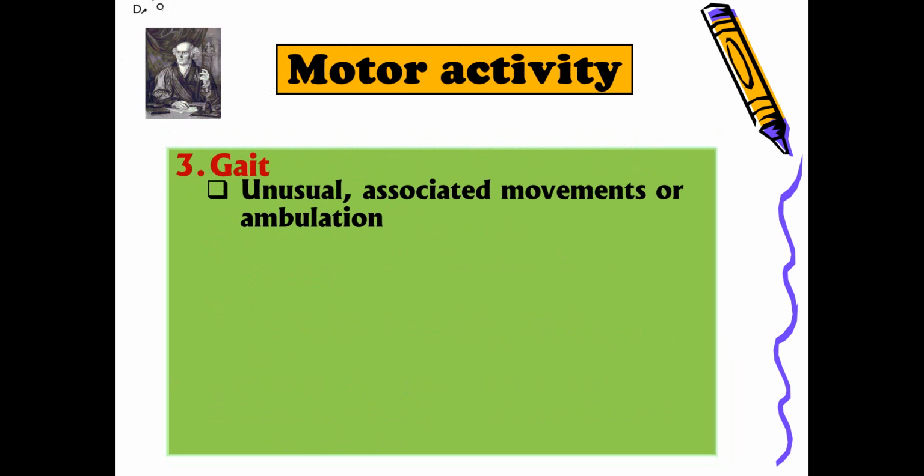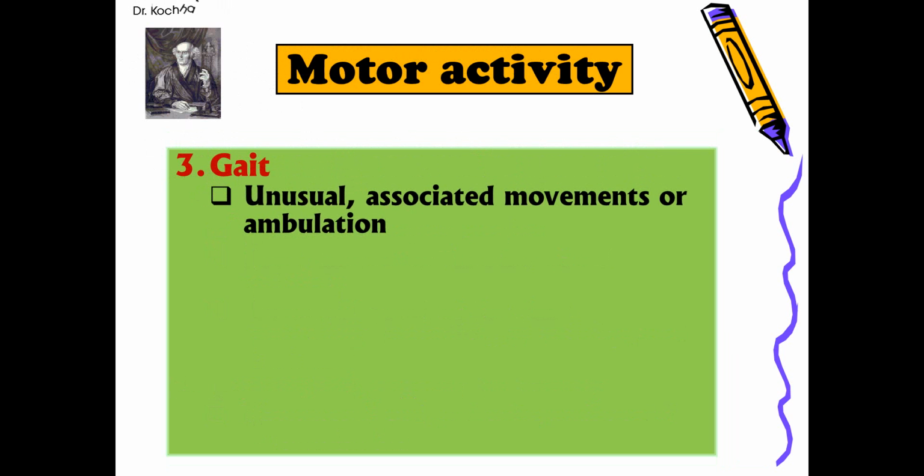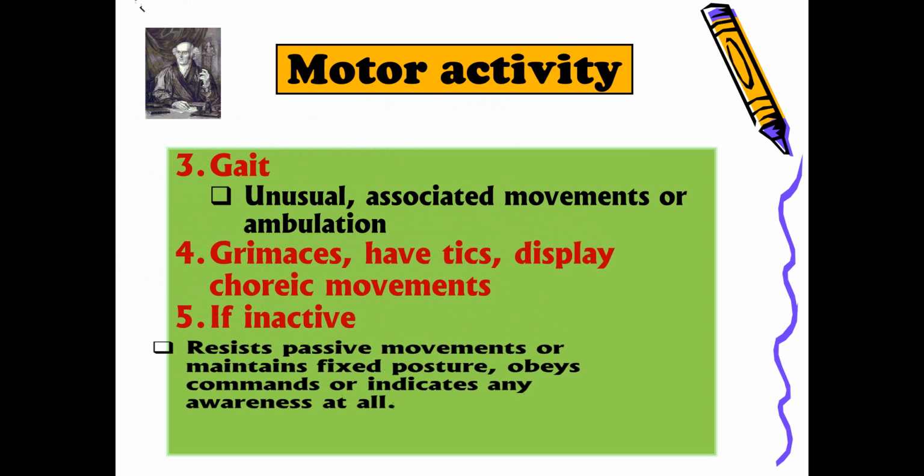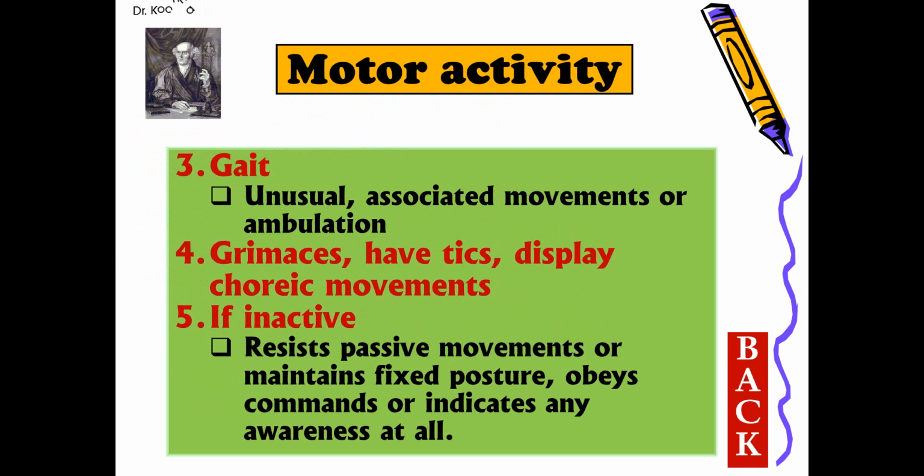Then gait, that is unusual associated movements at the time of ambulation, whether there are associated activities. Then grimaces, that is distortions of the face, tics. Then display of choreic movements of the face. So this thing is to be noted. Then if the patient is inactive, we have to see whether he resists passive movements or maintains fixed postures, obeys commands or indicates any awareness at all. That is, the inactive patient is to be noted in that dimension.